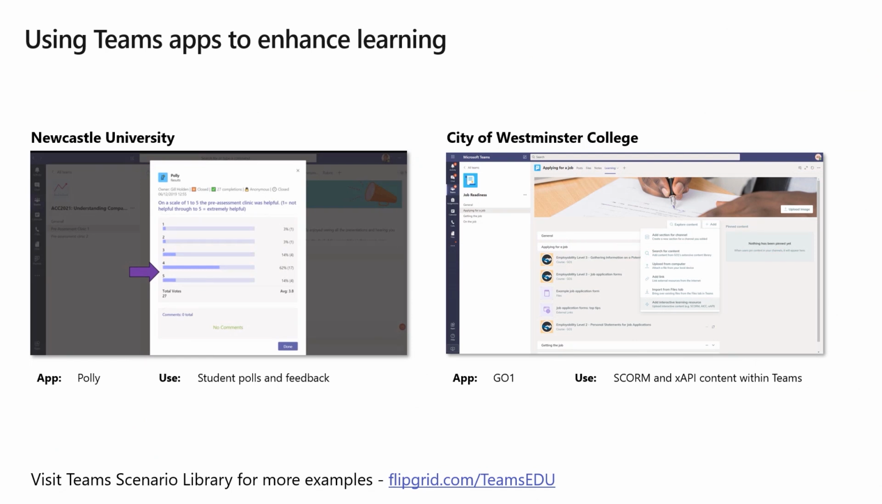I'll share just 2 quick examples. One is from Newcastle University. We're seeing then Poly, which allows you to do real-time polls and surveys with students. And this is where we can see as an educator real-time feedback seamlessly from my students in the context of a course. Or if we look at City of Westminster College, how they're using the Go1 app to bring in SCORM, xAPI, and other rich learning content packages into Teams. And these are just a few of the examples, and you can find many more as part of the Teams scenario library available if you go to the address flipgrid.com/TeamsEDU.